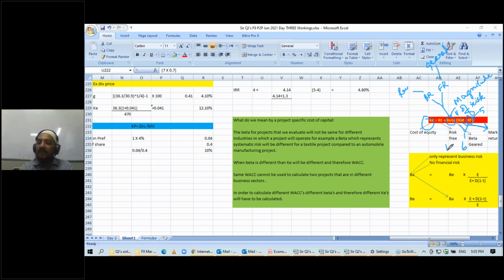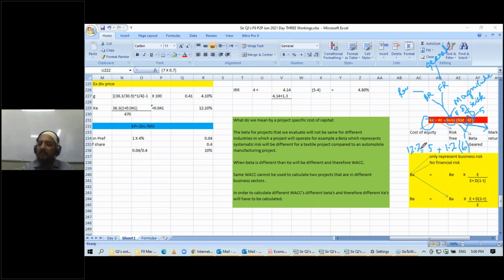And the beta is 1.2. Suppose beta of 1.2 means the investment is more risky than the market portfolio, then the formula will be applied like this. The risk-free rate is 5, market premium 6 into 1.2 makes 7.2. So the cost of equity will become 6 into 1.2, 7.2, plus 5, 12.2. This will be the cost of equity.